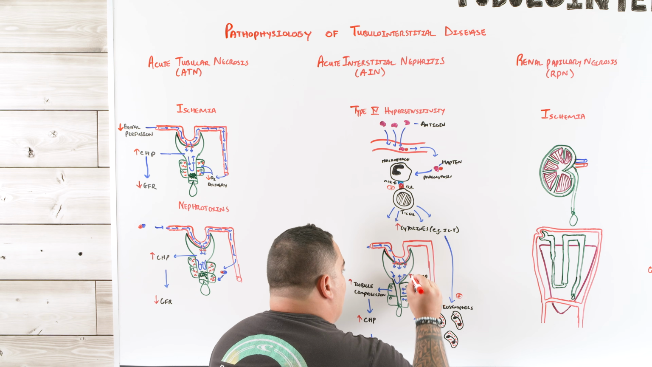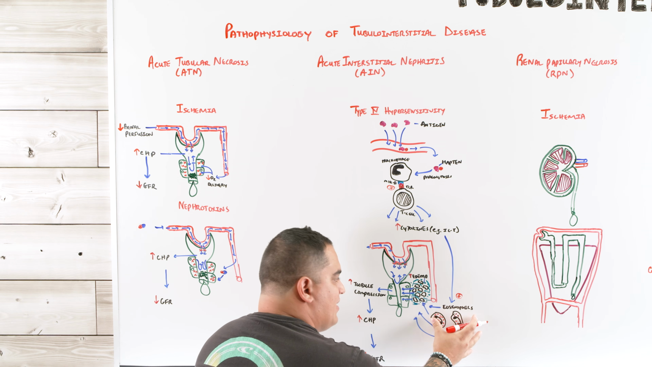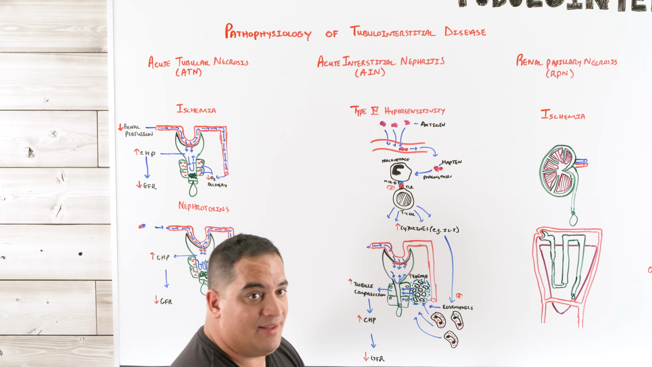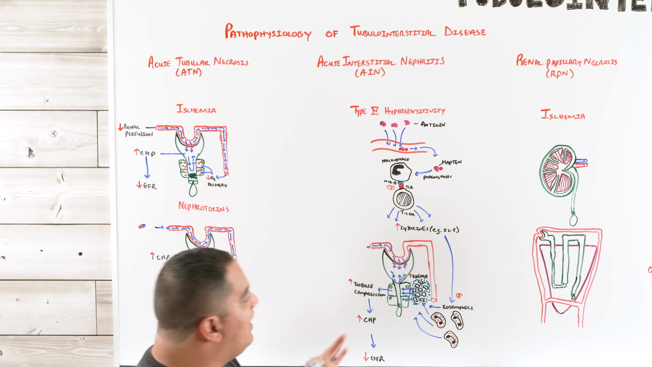So that's a concept that I really want you to understand here: there's going to be a lot of edema and inflammatory infiltrates with eosinophils and other white blood cells, but eosinophils are the real big one here. And oftentimes it's some type of antigen that's triggering this process. That's the big thing to remember here, guys.